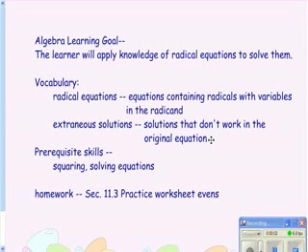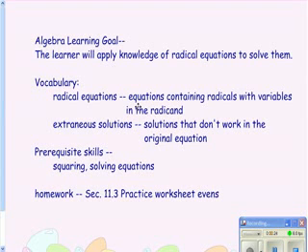This video is for Algebra Section 11.3, Radical Equations. Our learning goal for this lesson: the learner will apply knowledge of radical equations to solve them. So the first two sections in this chapter, we've worked on simplifying expressions. Now you'll be using that to solve equations.